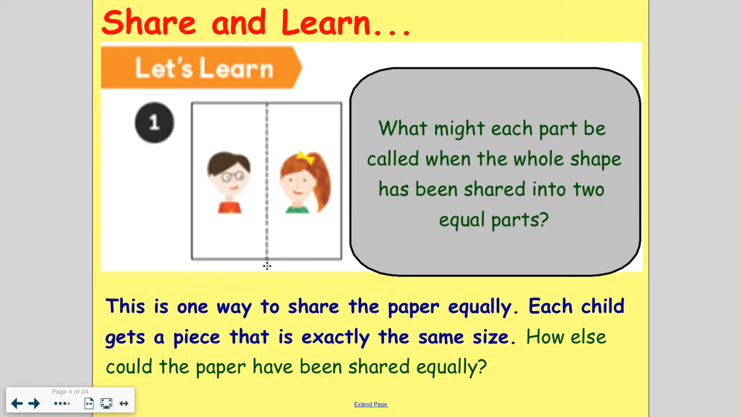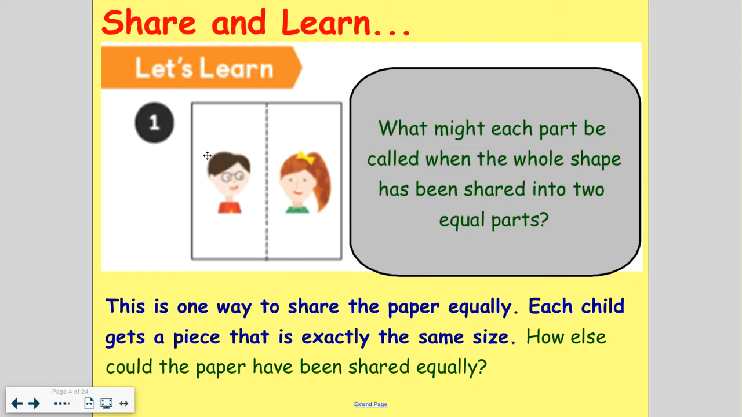To check it was exactly the same, you could have made sure that when you folded your paper, all of the sides and the edges and the corners were all lined up neatly, that there were no bits overlapping. You could have also cut along where you had folded and checked that the pieces of paper lay on top exactly the same size.